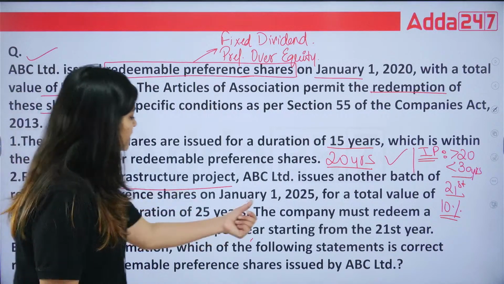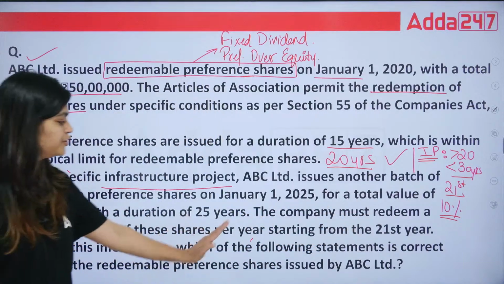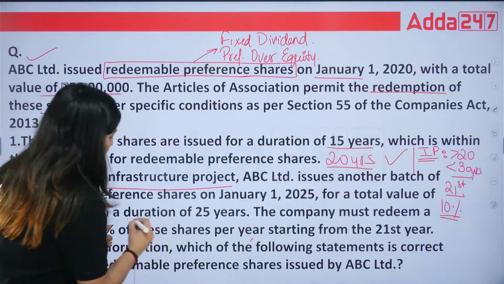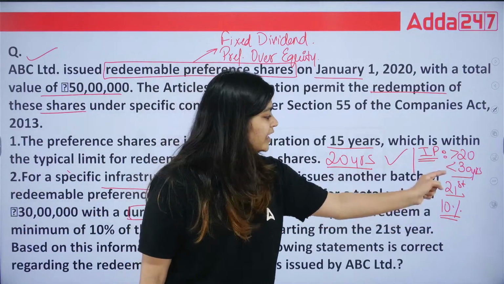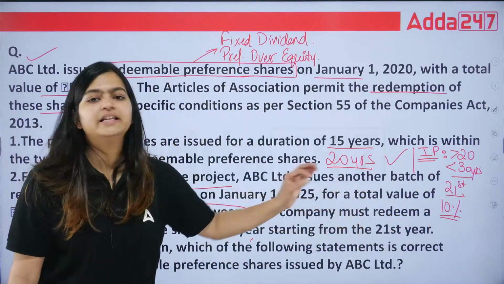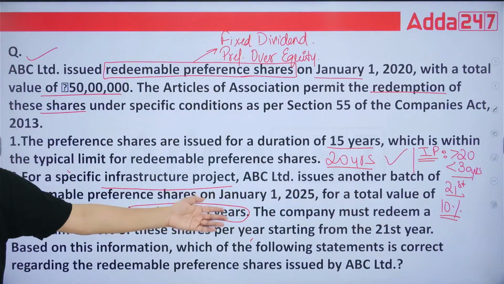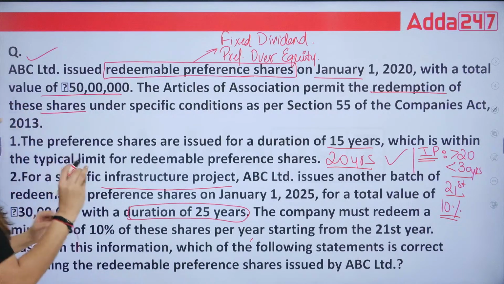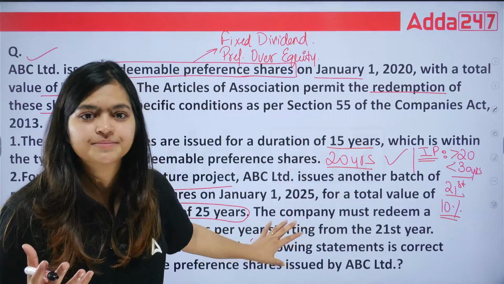So as per this, they are also saying the company must redeem a minimum of 10% of these shares per year starting from the 21st year. So that is true. They issued for 25 years, means that is within the limit. Along with that, they are also complying with this second condition, which is from the 21st year, they need to redeem a minimum of 10%. So they are doing that also. Correct? So what is happening in this? Based on these preference shares, both the options are correct.